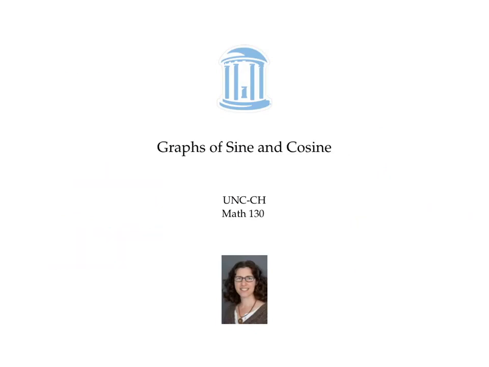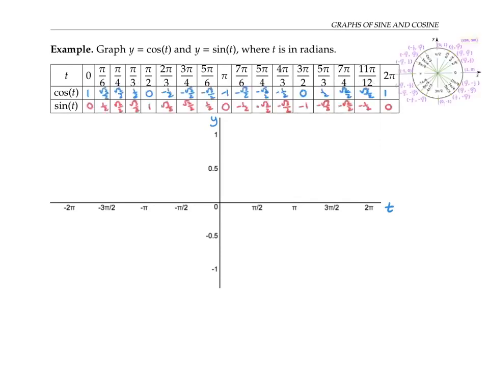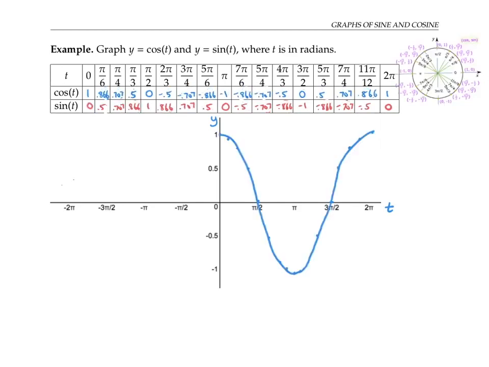This video is about the graphs of sine and cosine. I want to graph the functions y equals cosine t and y equals sine t, where t is in radians. I'm going to think of this being the t-axis and this being the y-axis. One way to do this is to plot points. So I'll fill in this chart using my knowledge of special angles on the unit circle. These points will be easier to graph if I convert them all to decimals. Now I'll plot the points for cosine and connect the dots to get a graph of y equals cosine t from t equals 0 to t equals 2 pi.